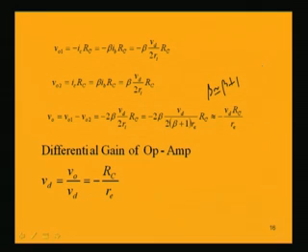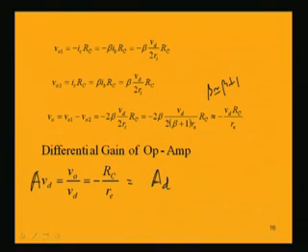So, we can now determine the quantity differential gain. What is the differential gain of the OpAmp, which is AVd, or we can write Ad rather, differential gain. This is the acronym used for the differential gain, A subscript small d, that is equal to Vo by Vd. Take the ratio between Vo by Vd, it is equal to minus capital RC divided by small re. So, this is the differential gain of the OpAmp.